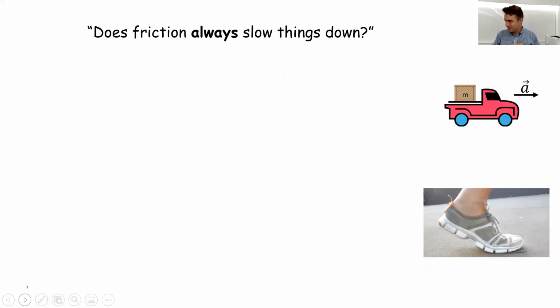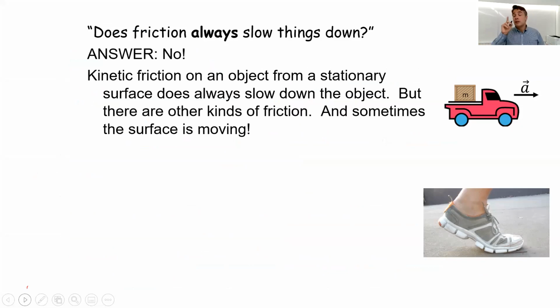Okay, friction. Two kinds of questions that sometimes come up are: does friction always slow things down, and can friction ever speed things up? I talked about this a little bit last class. The answer for does friction always slow things down is no. It is true that kinetic friction on an object from a stationary surface does always slow the thing down, because the kinetic friction force is causing it to lose energy.